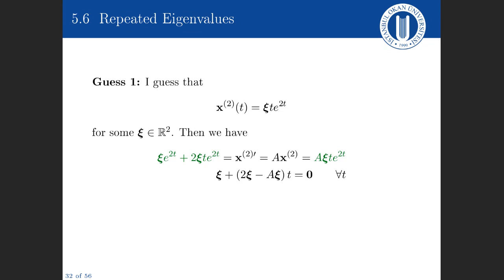And we're left, after we rearrange, with xi plus (2 xi minus A xi) t is equal to 0. And we need this to be true for all time t. For example, we need it to be true for t equal to 0. T is equal to 0, all of this cancels, and we end up with xi is equal to 0. But if xi is equal to 0, then the function we started with is just 0. And that's no good. That's not linearly independent from the function that we started with. This guess did not work. Let's try again.